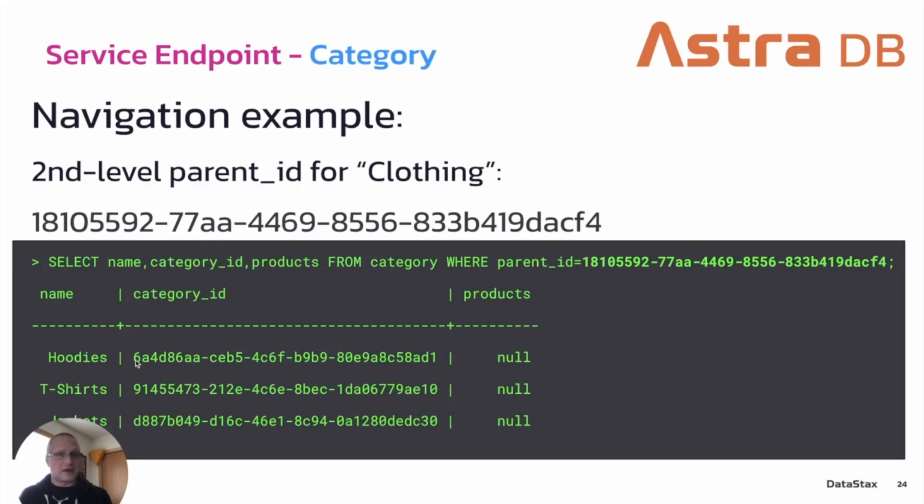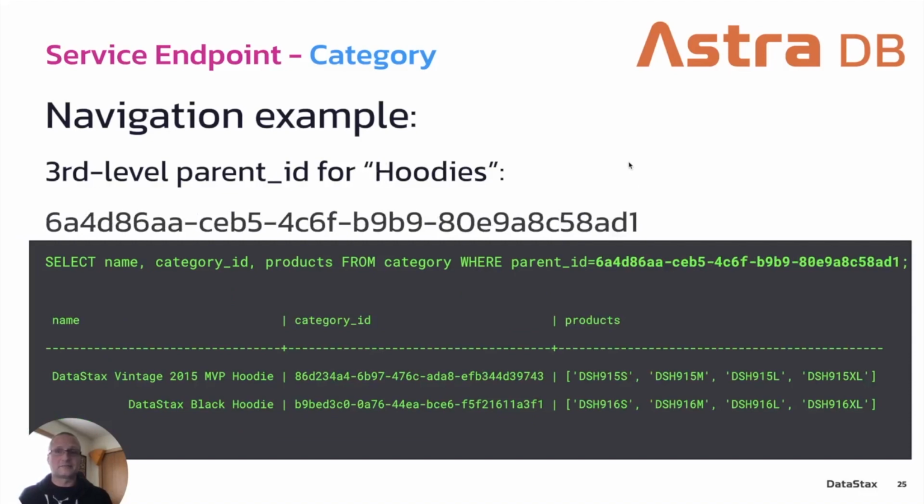Likewise, let's say that we're going to grab that category ID for hoodies and navigate into that next. So now, as you can see, we actually have products showing up, where we have a vintage DataStax 2015 MVP hoodie and then a DataStax black hoodie. And we have some product numbers listed here. So that's how this works. You navigate through the different levels, a clicked on category ID becomes the new parent ID. And then you keep following that exercise until you have your products underneath.